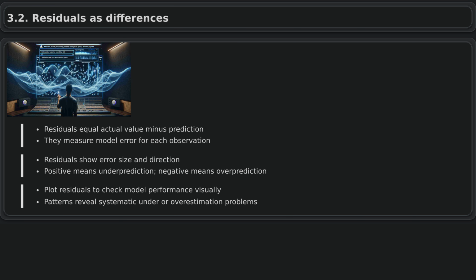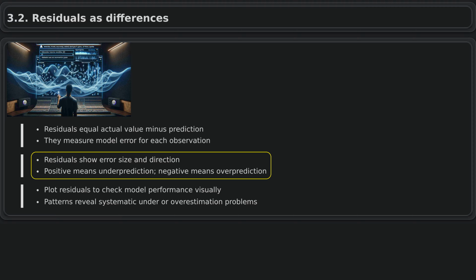Residuals as differences. In linear regression, residuals are the differences between the model's predicted values and the actual observed values. For each data point, you take the observed value and subtract the value predicted by the fitted line. You can think of a residual as the small adjustment needed to make the prediction match the real outcome. For instance, when predicting house prices from square footage, the residual is the gap between the actual selling price and the predicted price. Residuals therefore provide a concrete measure of the model's error for each observation.